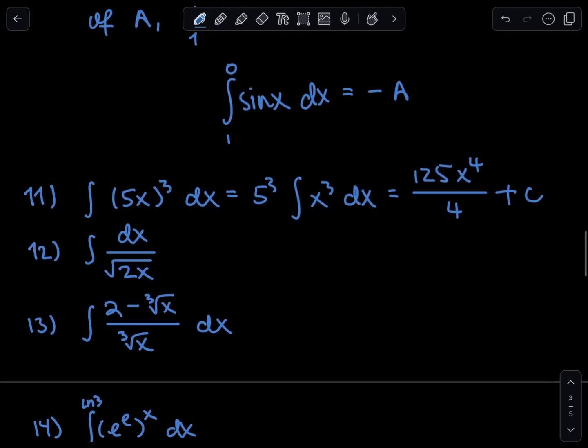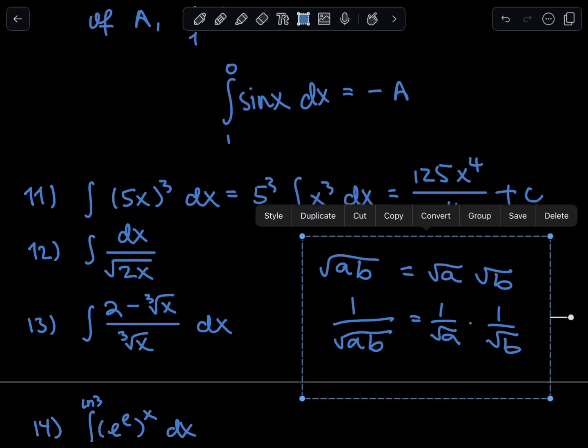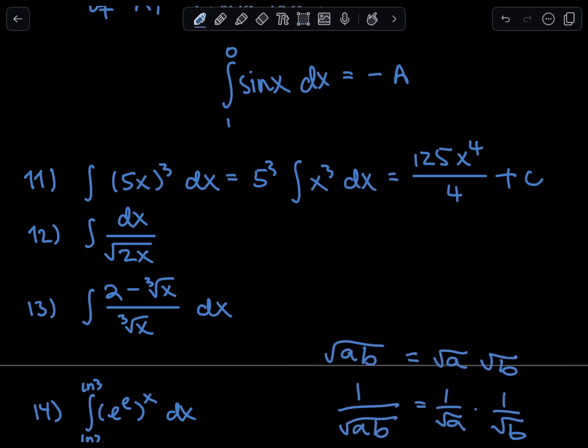Next, we have the integral of dx over the square root of 2x. Now remember, when we have a square root of a multiplication, a times b, this is just the square root of a times the square root of b. And the same applies when they're in the denominator. Square root of ab, we can rewrite as 1 over the square root of a times 1 over the square root of b. And that's what we'll be doing here to pull this 2 factor outside of the integral.